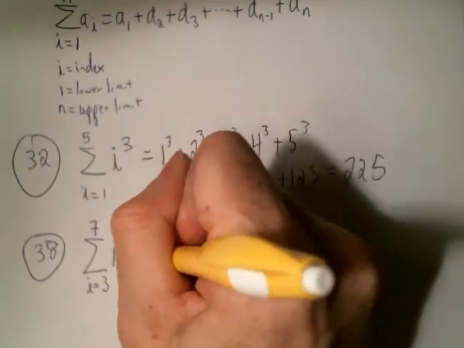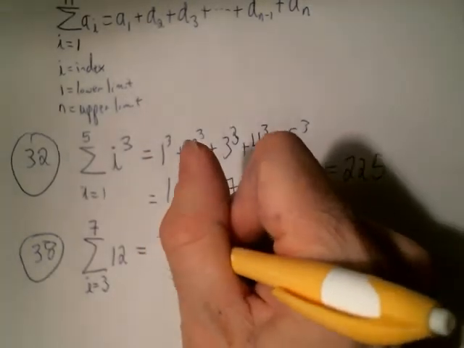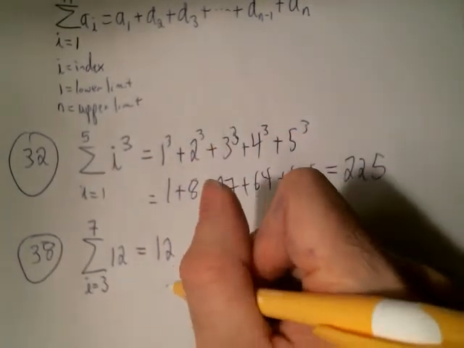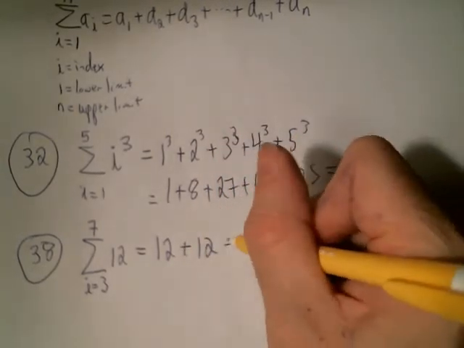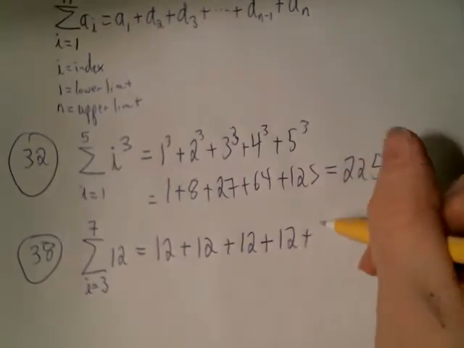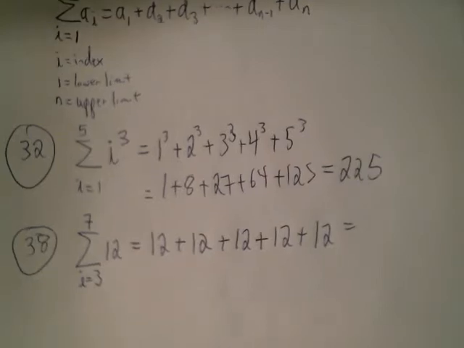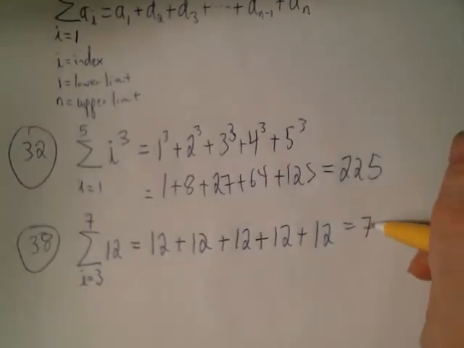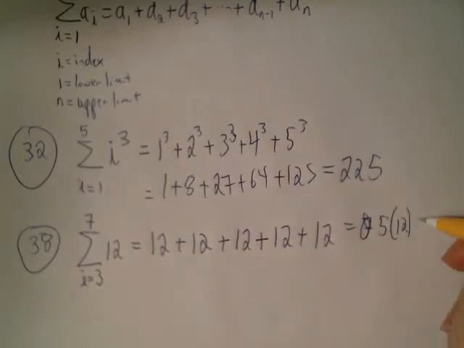Let's look at this guy. So this time the formula is just 12. Okay, it's like the equation of a line. For any I value, the output is going to be just 12. So you'll have 12 when I is 3. You'll have 12 when I is 4. You'll have 12 when I is 5, 6, 7. Okay. So at the end, this is just 7, or how many are there? 5 12s. 5 times 12, which is 60.